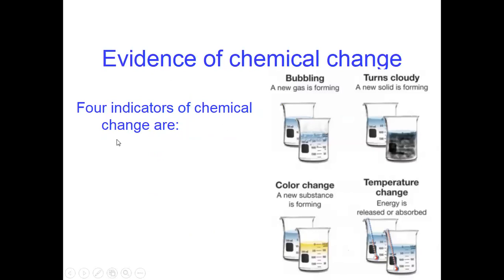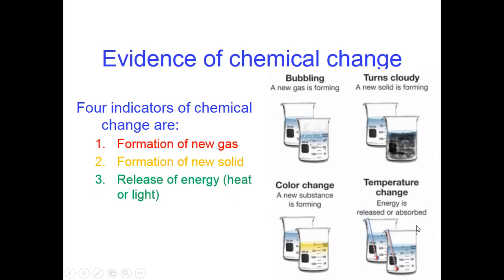Evidence of chemical change. Four indicators of chemical change are: bubbling, a new gas is forming; color change, a new substance is forming; turns cloudy, a new solid is forming; and temperature change, energy is released or absorbed. Formation of new gas, right here, by bubbling. Formation of new solid, there. Release of energy, heat or light, and color change.